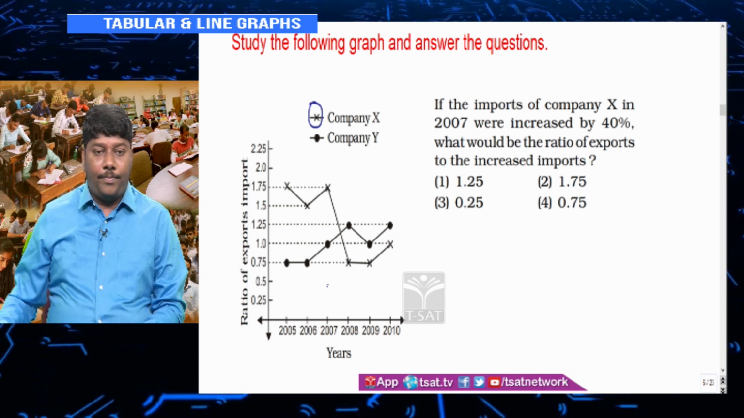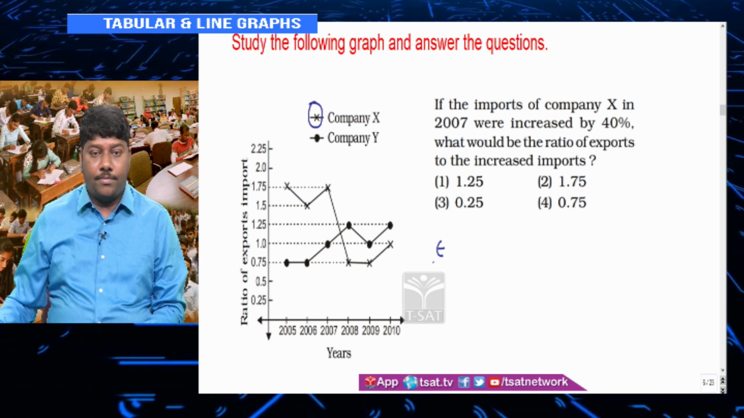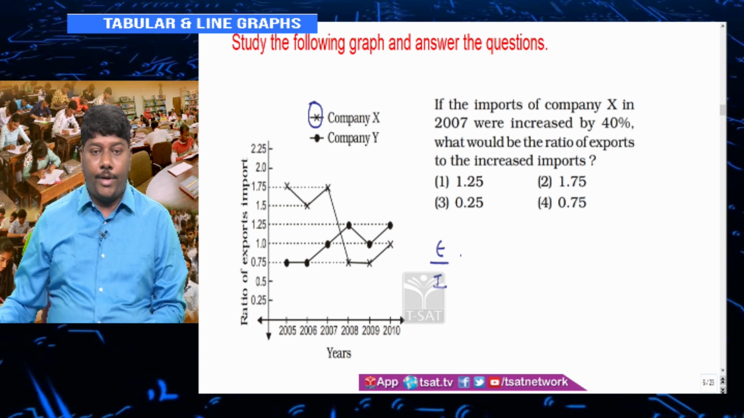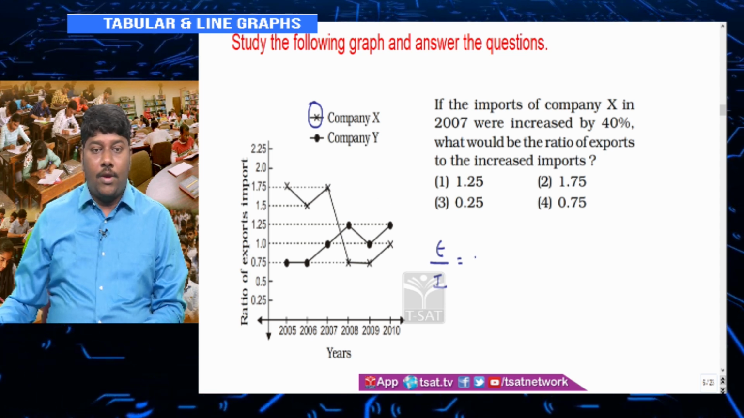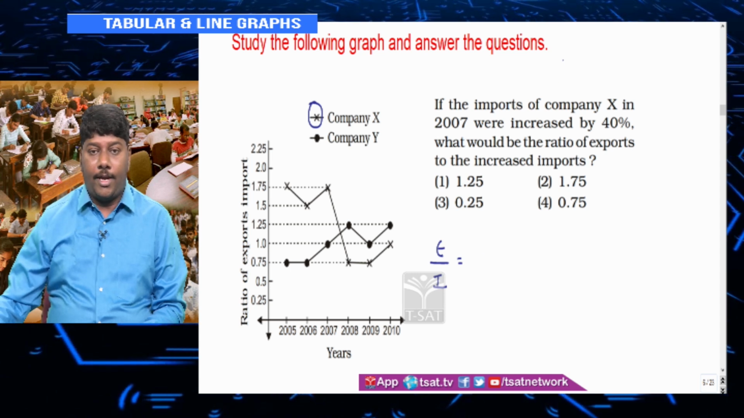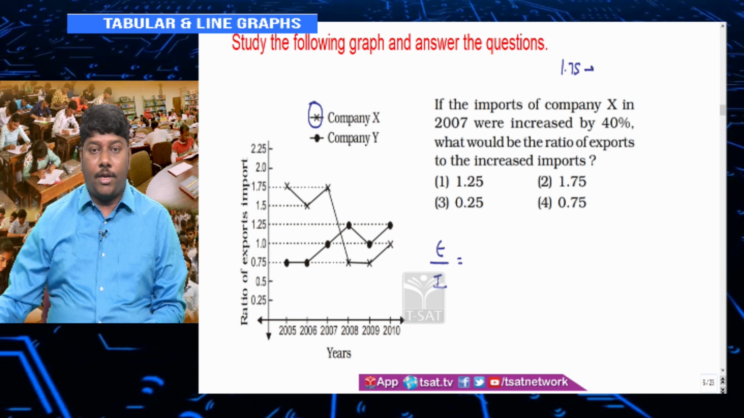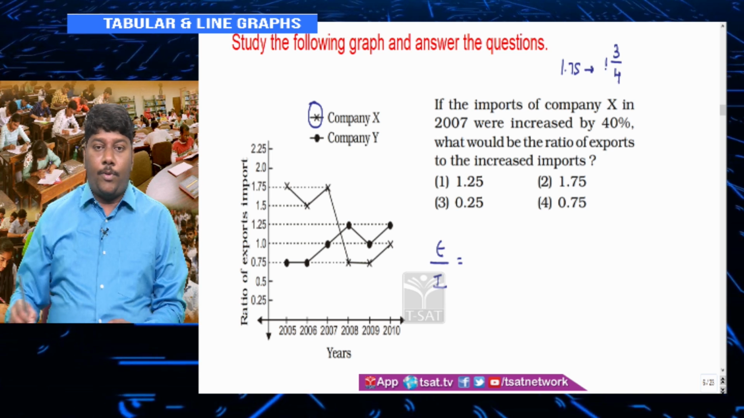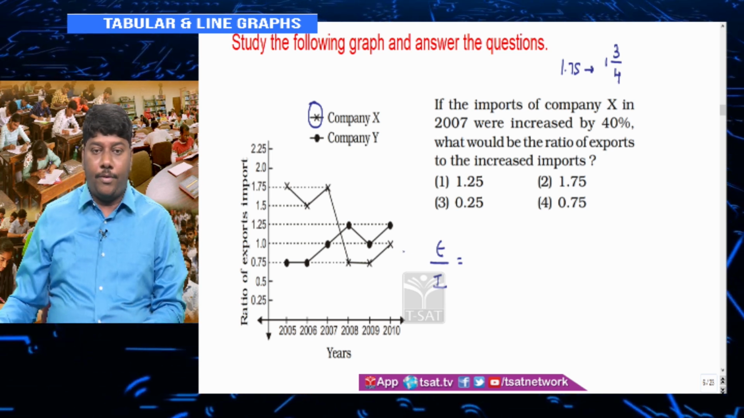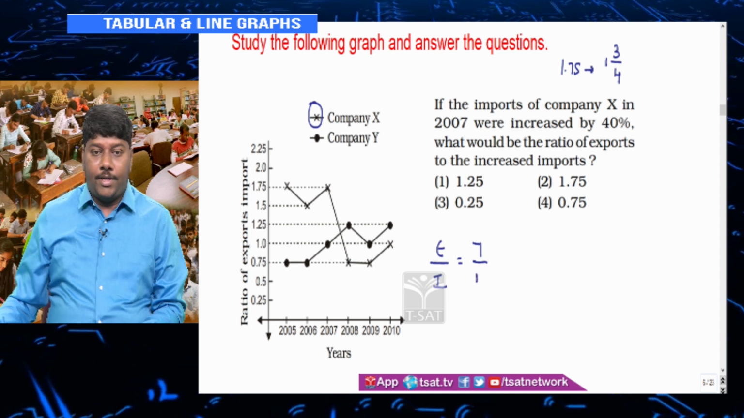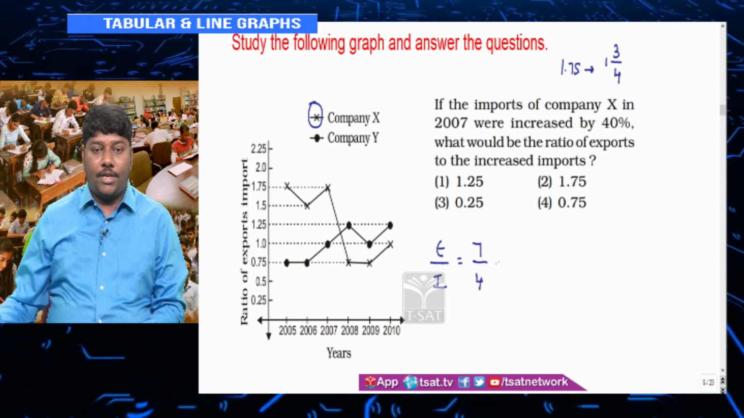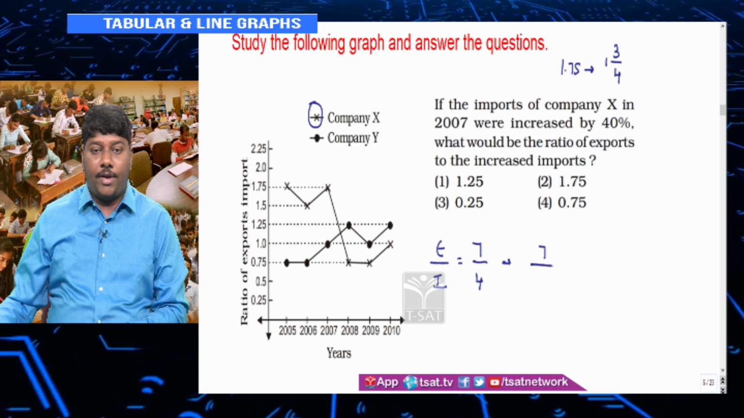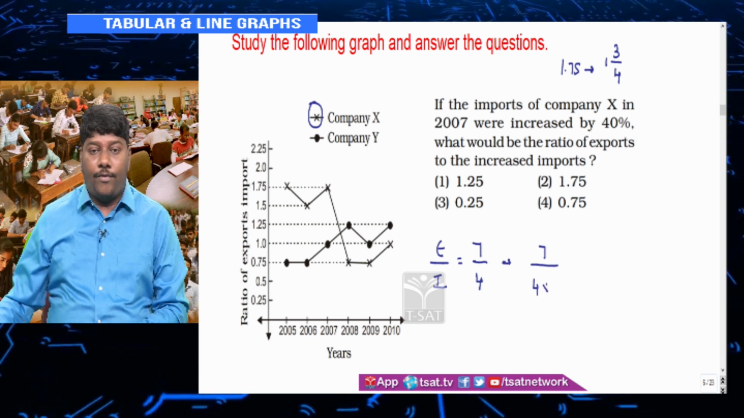So in 2017, the ratio of exports by imports for X was 1.75. 1.75 can be written as 1 3 by 4, or else 175 by 100, but I prefer 1 3 by 4 because 0.75 is 3 by 4. 1 3 by 4 is 7 by 4. So it is 7 parts exports and 4 parts imports. But imports increased by how much? The exports is 7 only, but imports increased by 40%, so you just multiply it by 1.4.